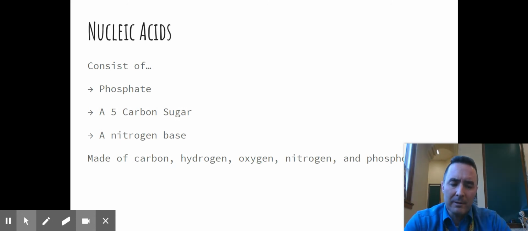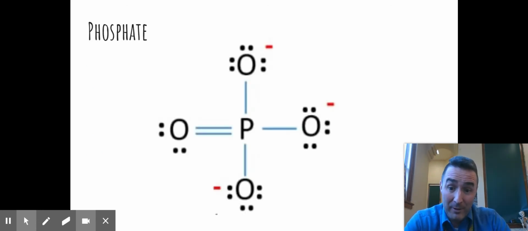So there's 3 parts. You see a phosphate molecule, which is just phosphorus attached to 4 oxygens, a 5-carbon sugar, and there's typically 2 different 5-carbon sugars, and you're going to know them, ribose and deoxyribose, and a nitrogen base. And there's a couple different nitrogen bases. You don't need to memorize them. You're going to learn them anyway when we get to those different parts. And nucleic acids are made of carbon and hydrogen, oxygen, nitrogen, and phosphorus. Same pattern, just one new element.